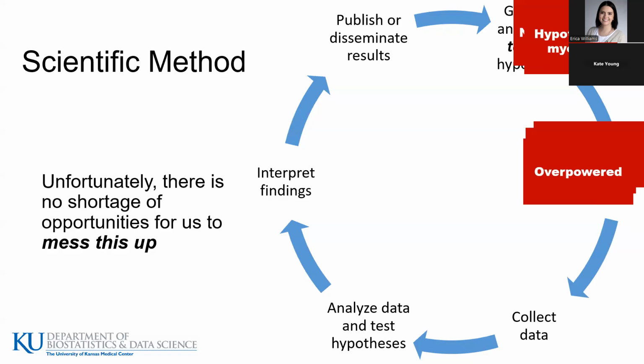A study could also be overpowered. Now, why would this be a problem? If a study is too powerful, even small, clinically meaningless associations can result in small p-values, making us think that there is a significant association, even when the effect size is trivial.